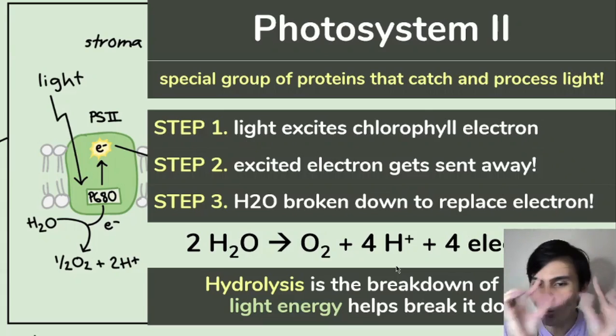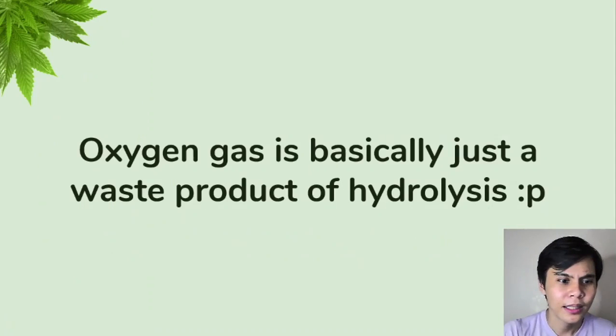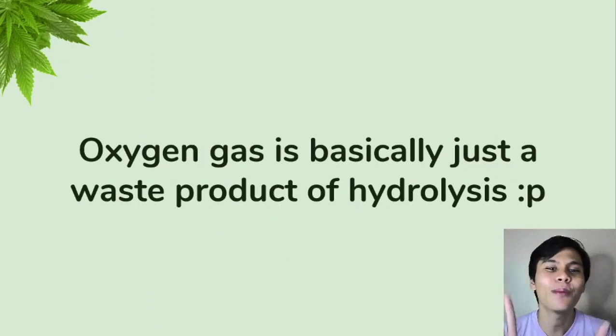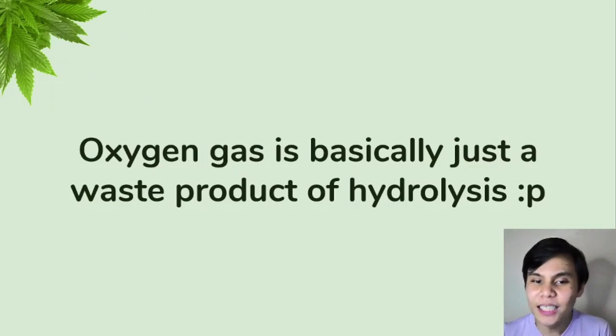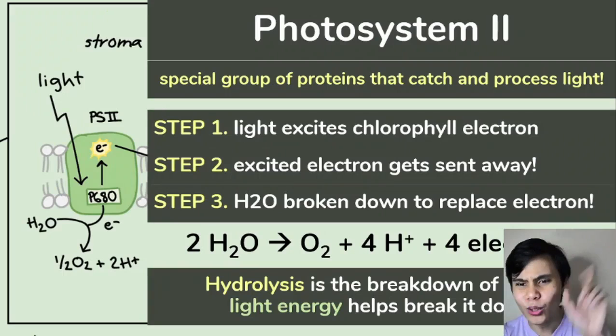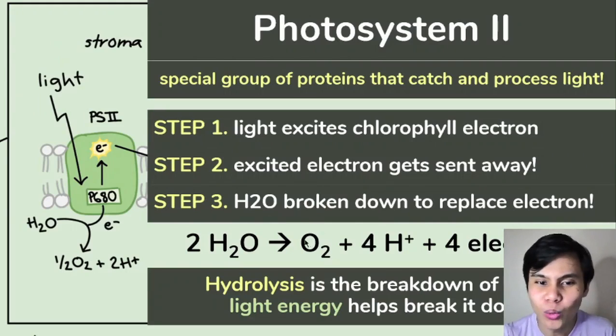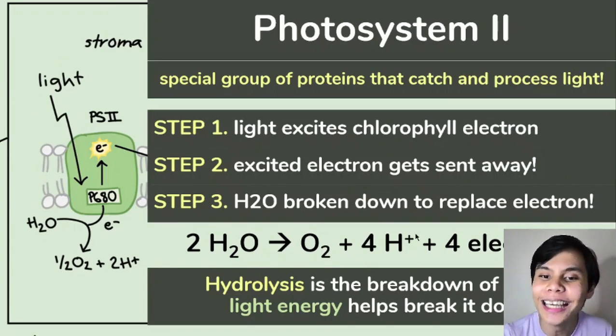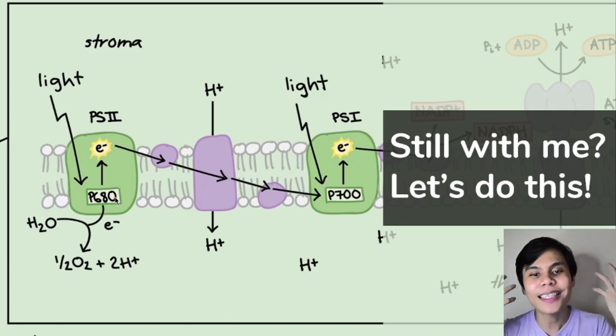So that is photosystem 2. You might be wondering what photosystem 1 is. Oxygen gas is basically just a waste product of hydrolysis. Let's go back to that. Again, it's just a waste product. It doesn't do anything in this light-dependent reaction. It's just there. What we needed from the water are the electrons to replace the missing electrons. Right? So that's the first part.